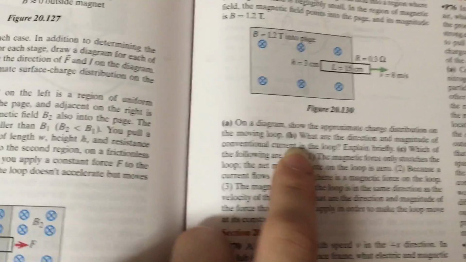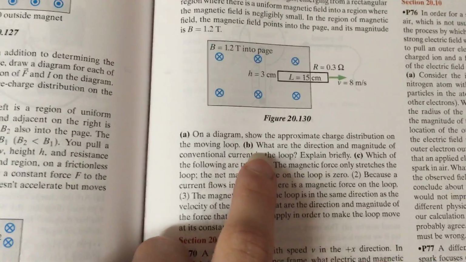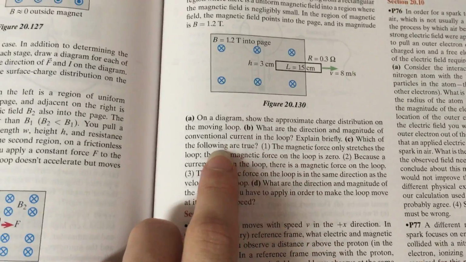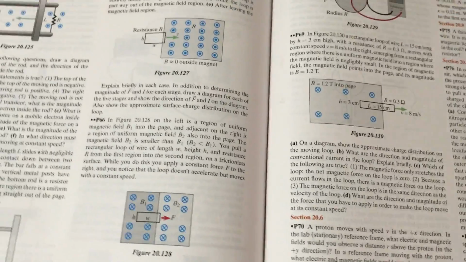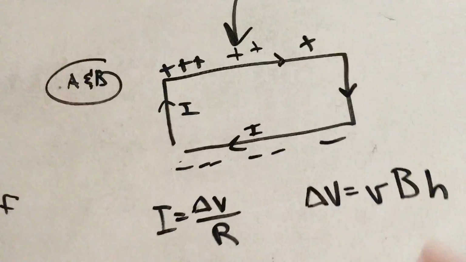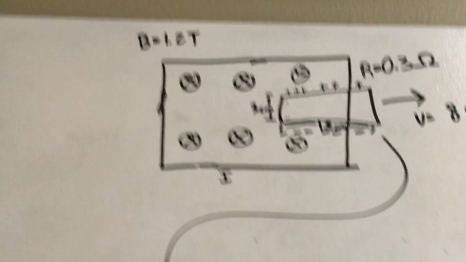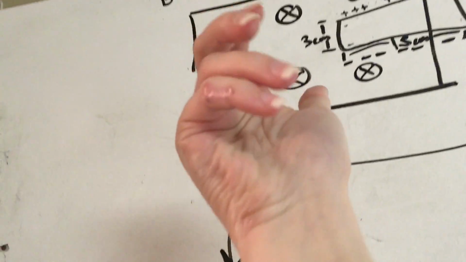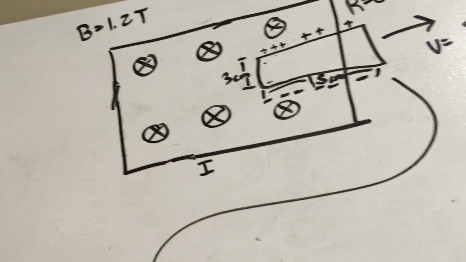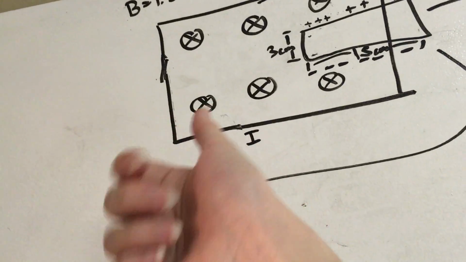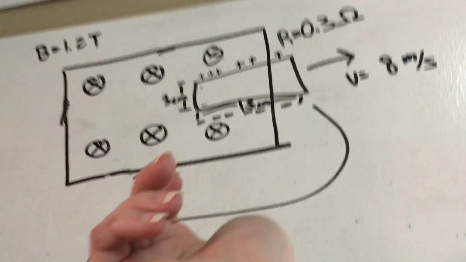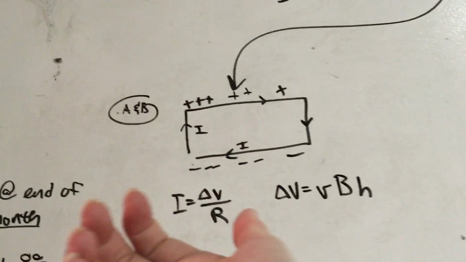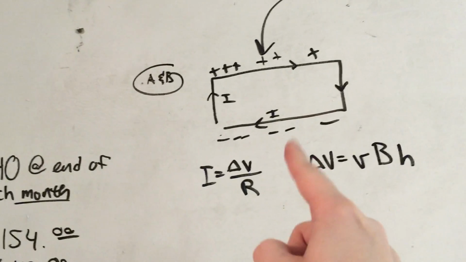So then we move on to part B. What are the direction and magnitude of the conventional current of the loop? Well, the direction of the current is going to be clockwise because according to the right-hand rule, we have a current going into the page and a magnetic field going into the page, and your fingers will curve in the direction of the current. So that's going around that way.